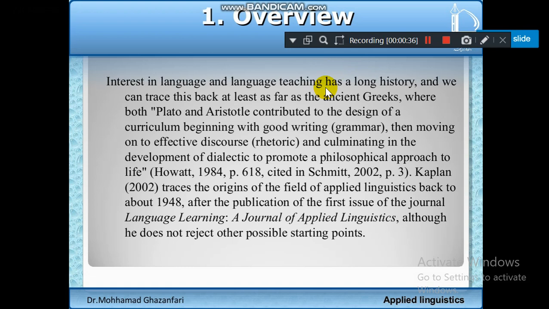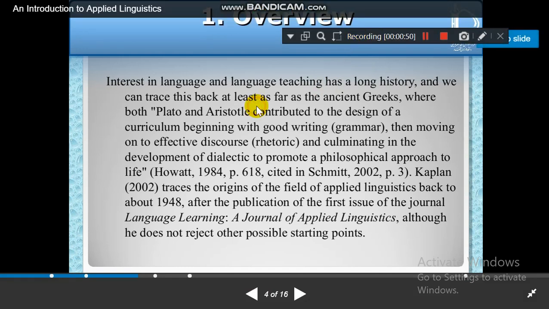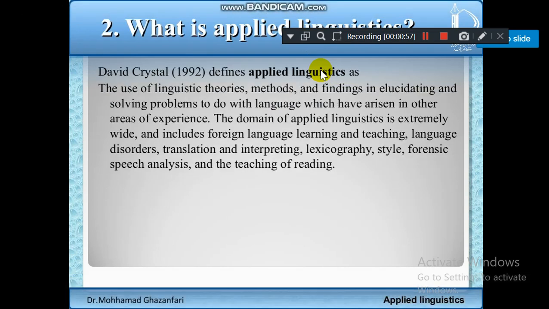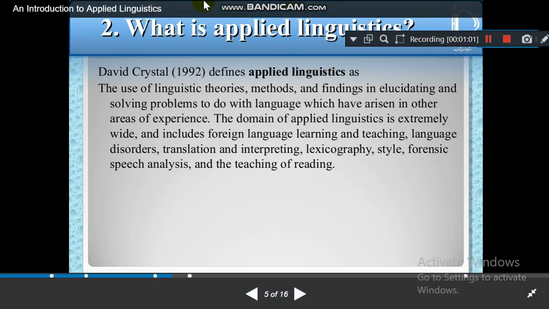There are many opportunities for work if you get a degree in applied linguistics, like teaching, like doing speech therapy, as you said last time, or doing further research and getting a PhD in applied linguistics and becoming a scholar, an academic in applied linguistics. Okay. Now we move to the next slide, which talks about what is applied linguistics.